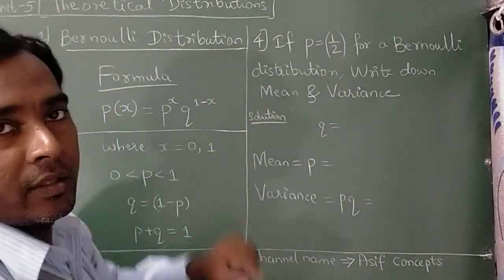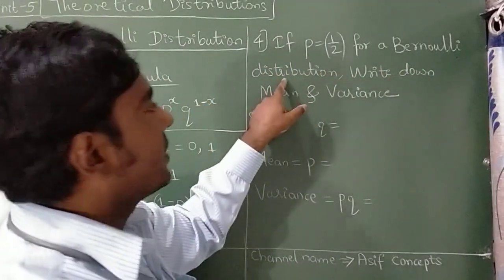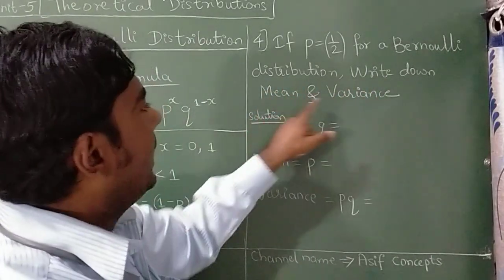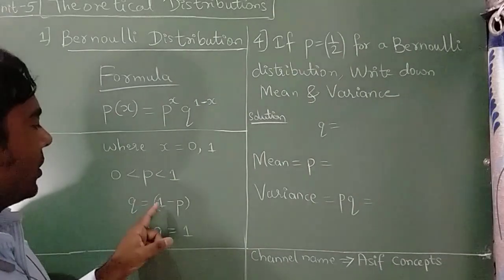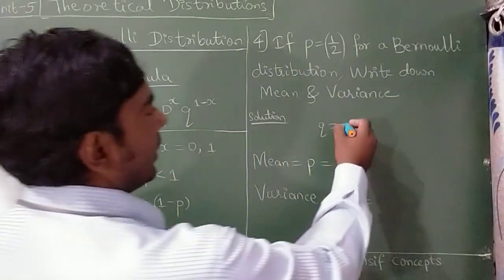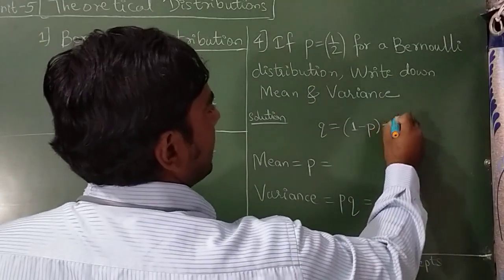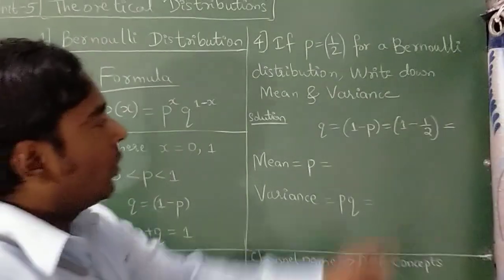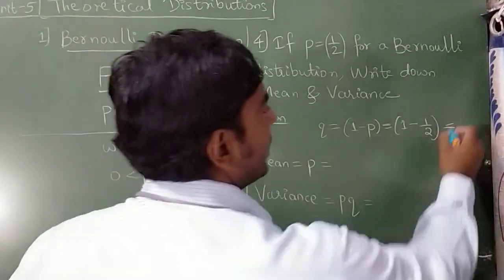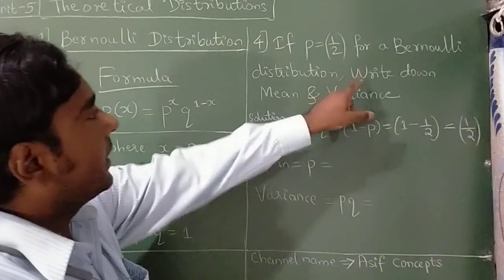Now fourth question. If P is equal to 1 by 2 for a Bernoulli distribution, write down mean and variance. As I have told you, to find Q, the formula is 1 minus P. So I'll write here 1 minus P. So 1 minus P value is 1 by 2. So 1 minus 1 by 2 is 1 by 2. Fine. Now they are telling write down mean.